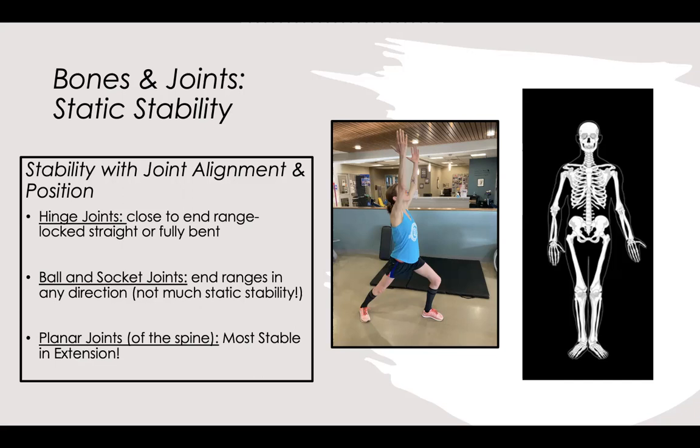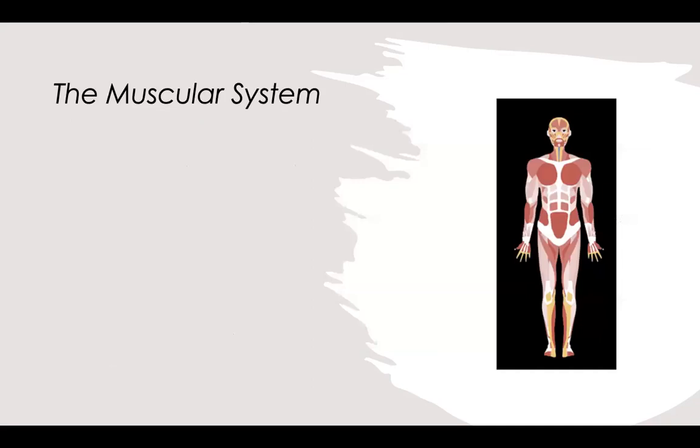The planar joints of our spine are most stable in extension. We can think about stability created in the spine at other end ranges of motion, but as a general rule, extension is what we call the closed pack position of those joints. So those positions are going to be the most stable positions. That would be like a back bend motion, that would be extension of our spine.